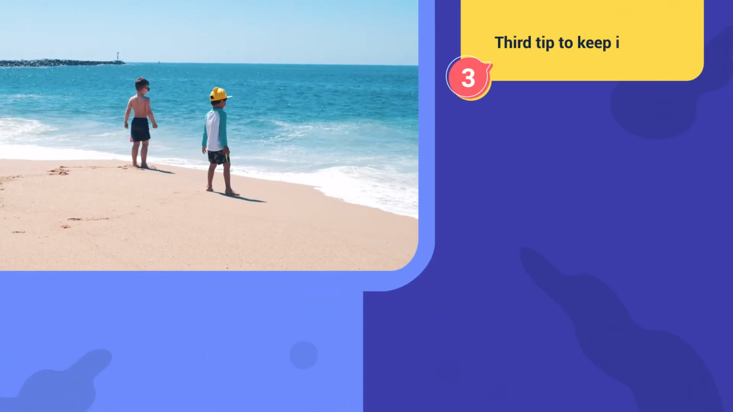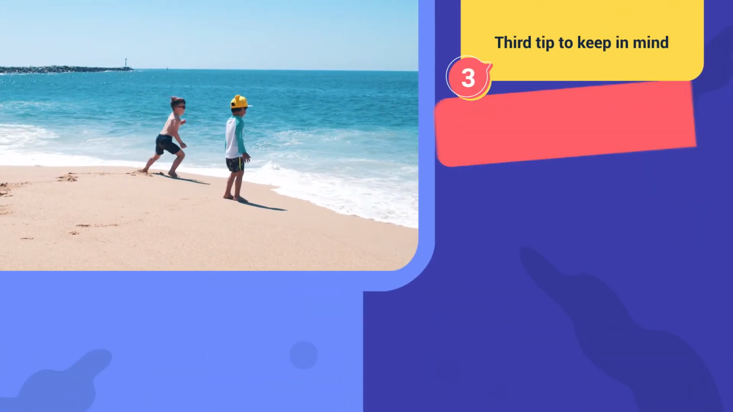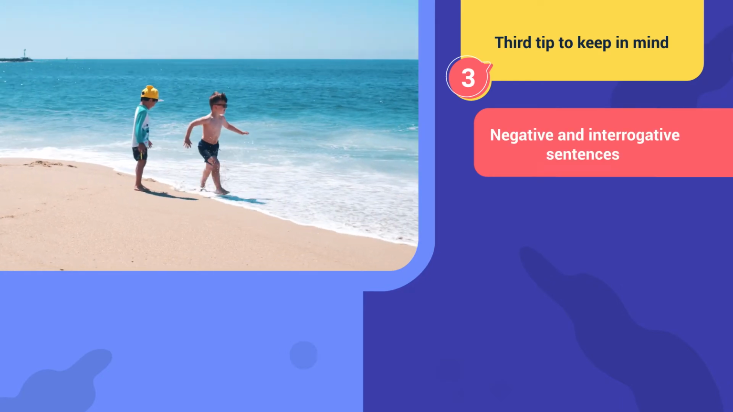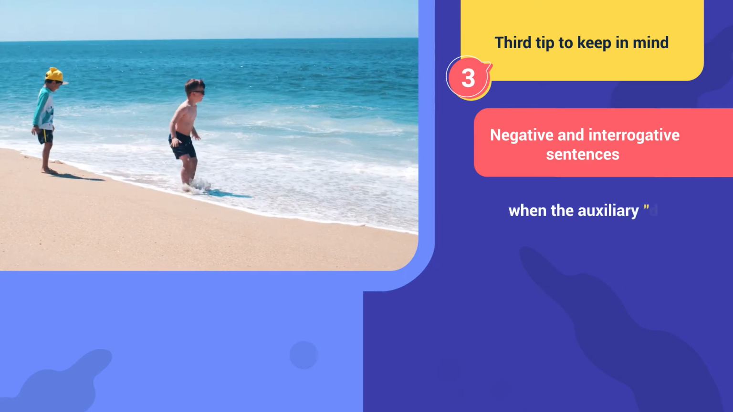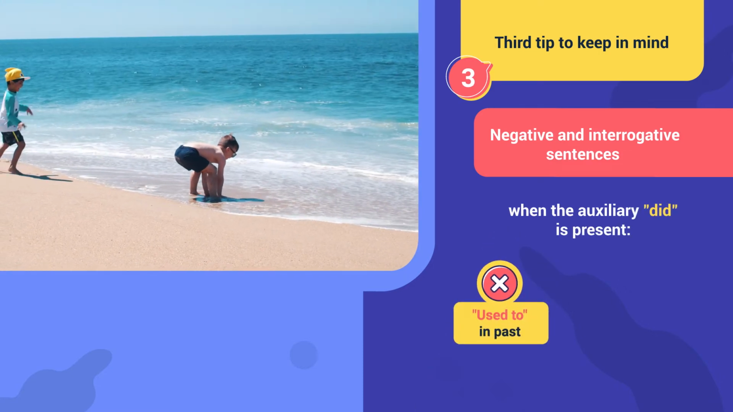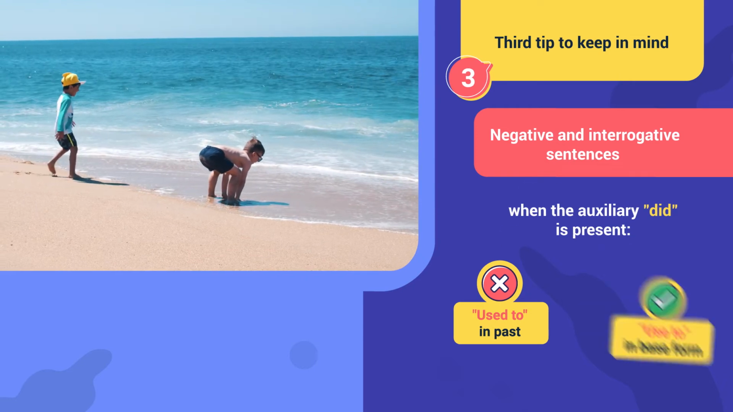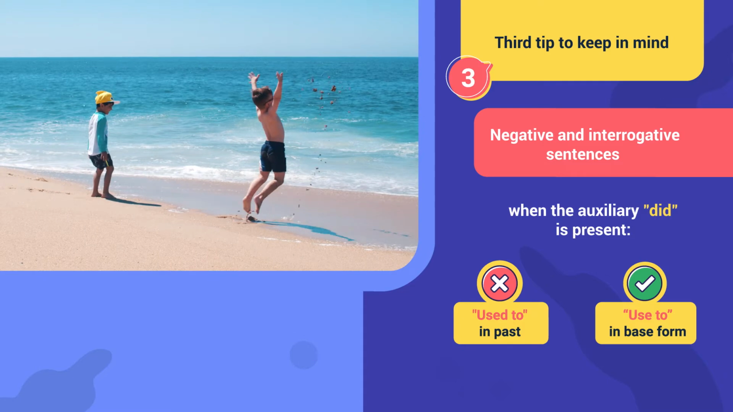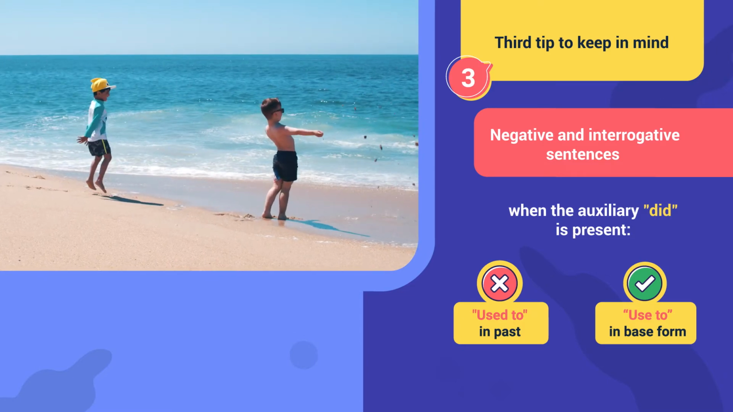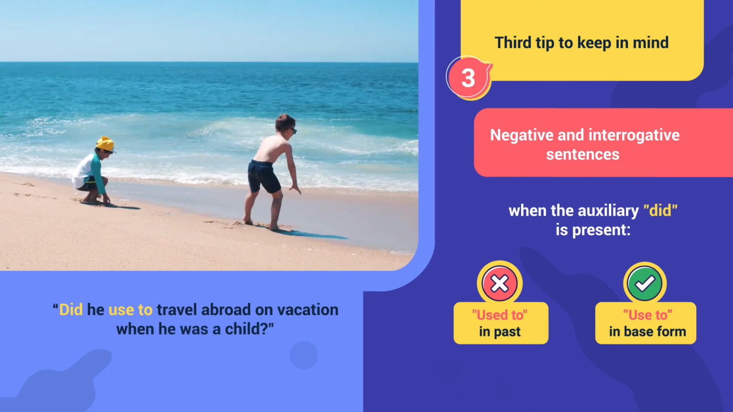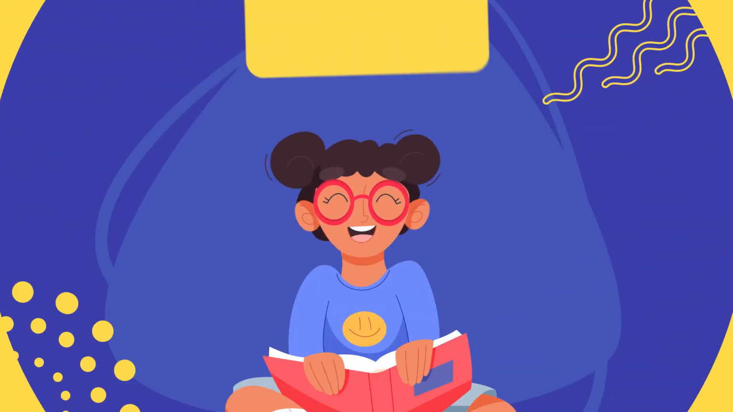Third tip to keep in mind: be careful with negative and interrogative sentences, because when the auxiliary did is present, it is not written used to in past, but use to in base form without the D at the end. For example, did he use to travel abroad on vacation when he was a child?